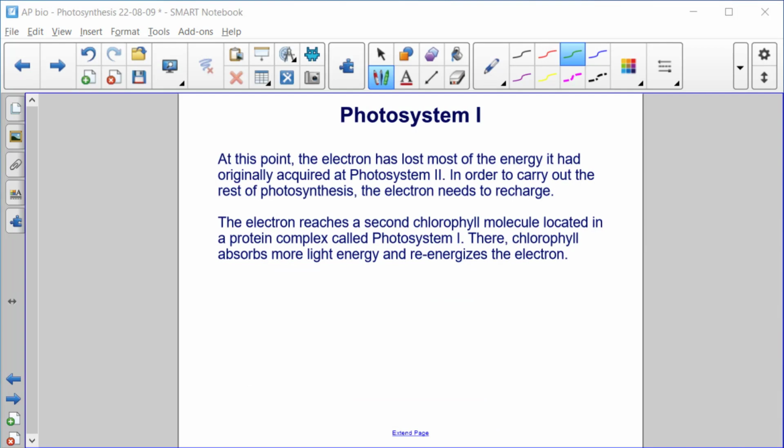At this point, the electron has lost most of the energy it had originally acquired in photosystem 2. In order to carry out the rest of photosynthesis, the electron needs to recharge. The electron reaches a second chlorophyll molecule located in a protein complex called photosystem 1. There, chlorophyll absorbs more light energy and re-energizes the electron.